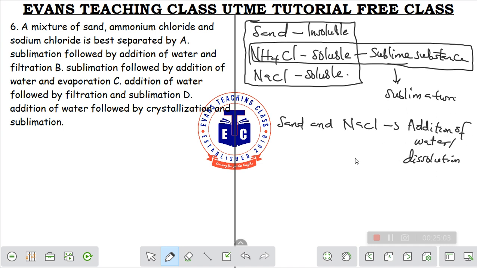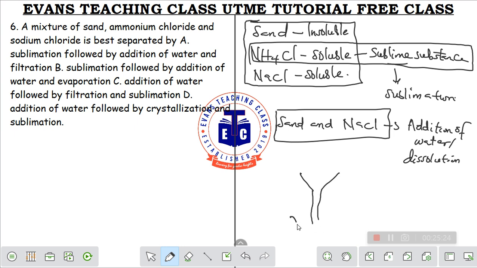Now the next thing you want to do is, when you add water, you will have sand and sodium chloride. Now how do you separate sand and sodium chloride? Because the sodium chloride will have dissolved, sand is going to be showing, right? Now the next thing you're going to do is what we call filtration.